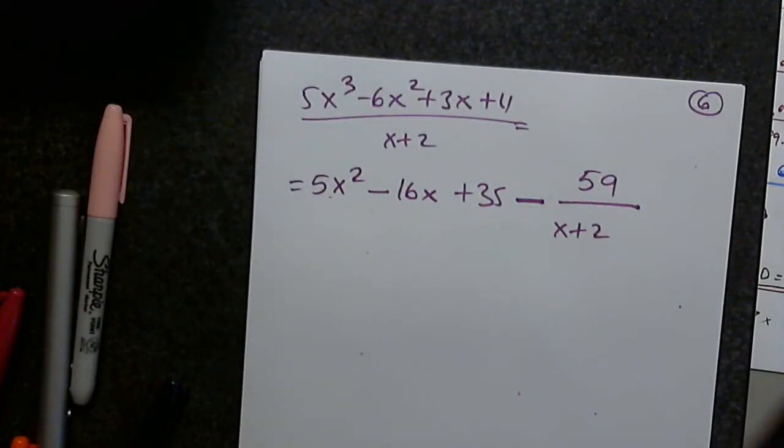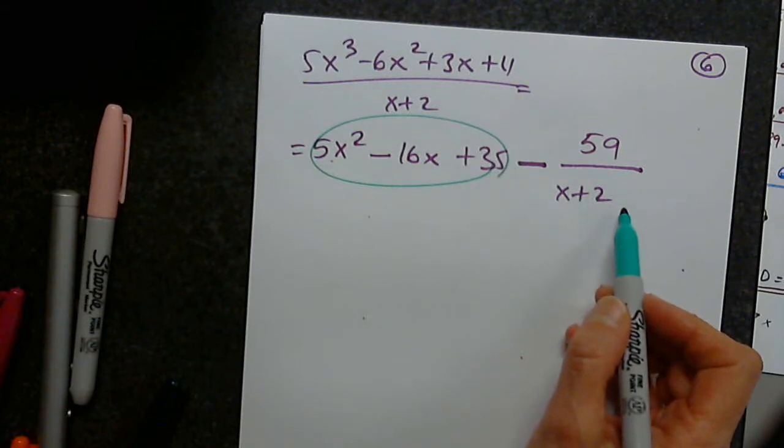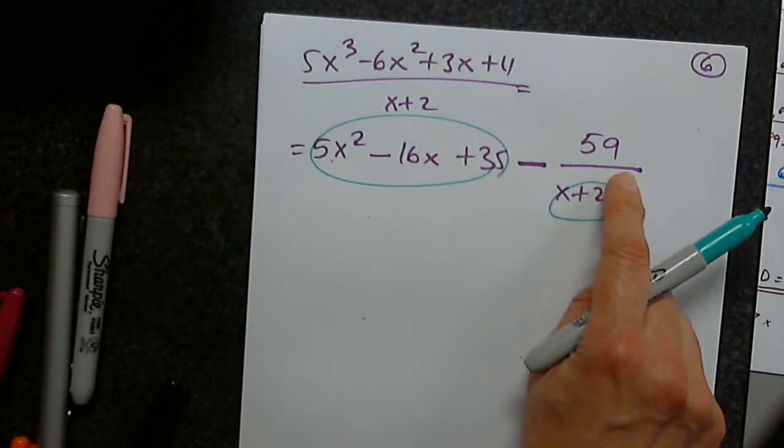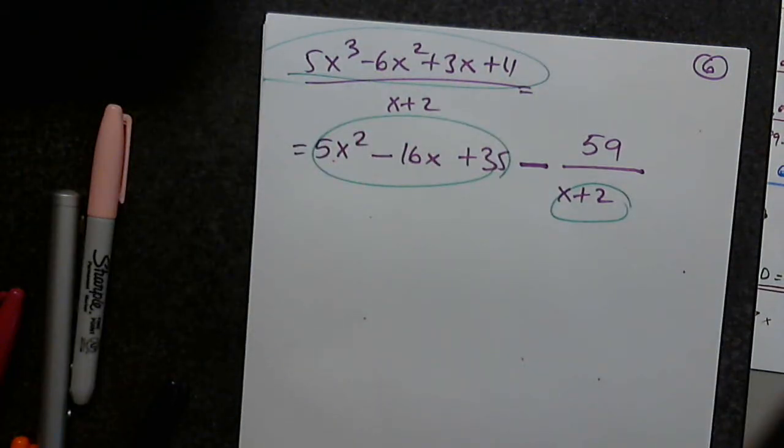What if I have doubts about my work? What if I say, maybe I made a mistake? I want to check. How do I check? I multiply this by x plus 2 and subtract 59. And what should I get? If I don't, I know something is wrong. Any questions on this? Any questions?